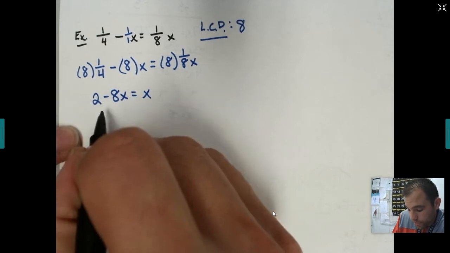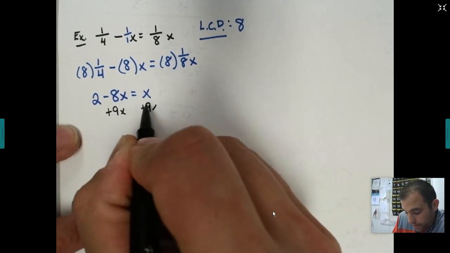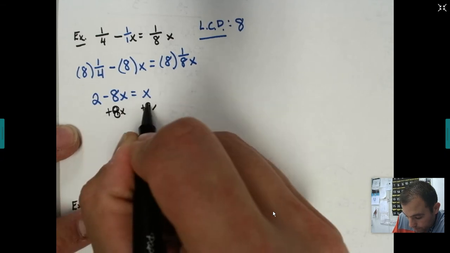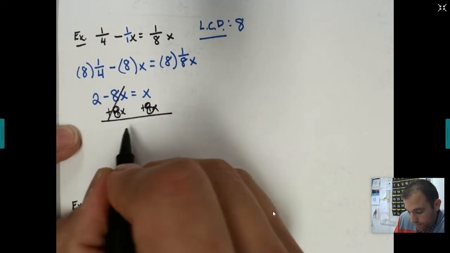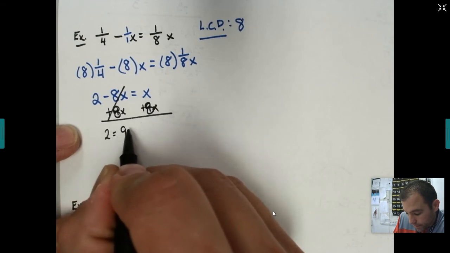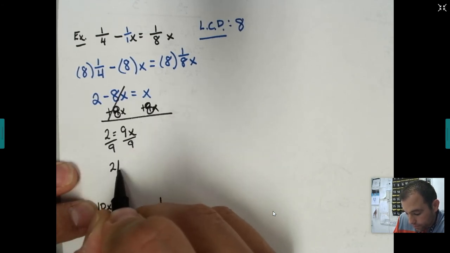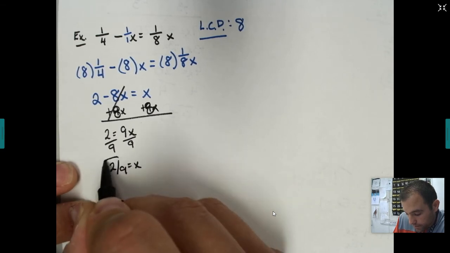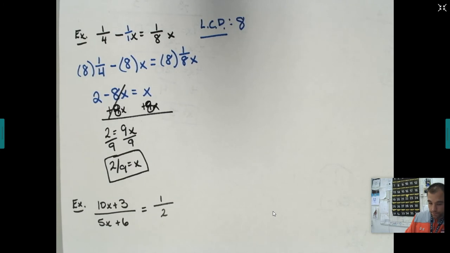So now we just solve this, like we did on the other side of this paper. Add 8x, I apologize, to both sides. That would give us 2 equals 9x, then divide by 9. 2/9 equals x. So that's our answer.